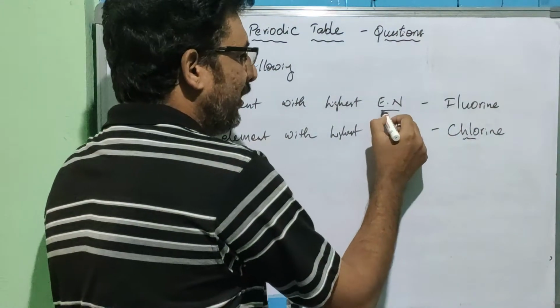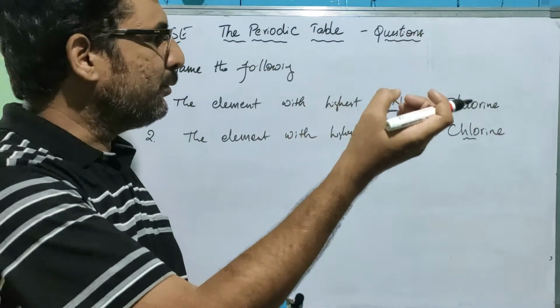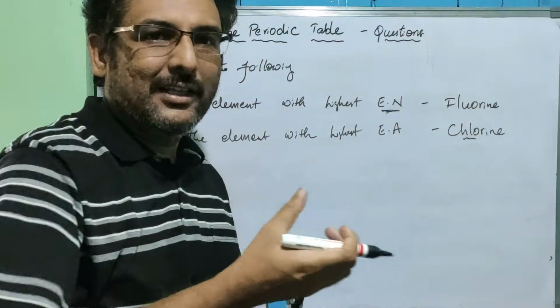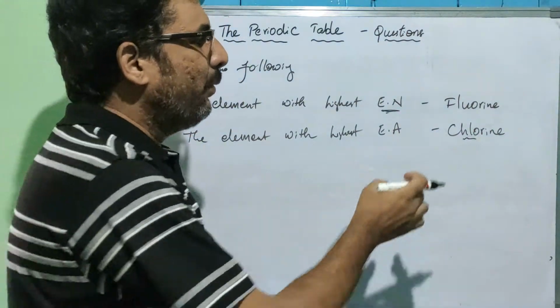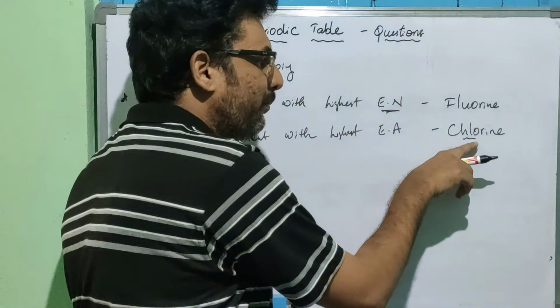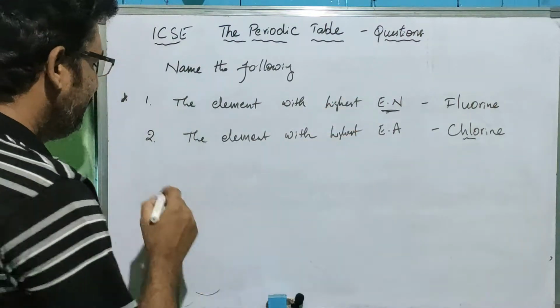But electronegativity is the tendency to attract electrons. So fluorine can attract the electrons very strongly compared to chlorine, but the energy released when the atom accepts the electron will be maximum in case of chlorine. So this you have to remember.